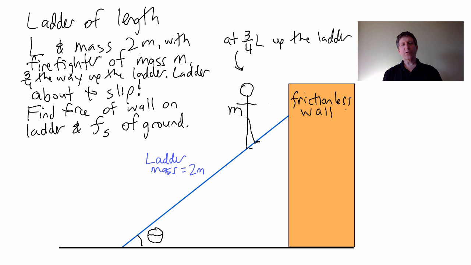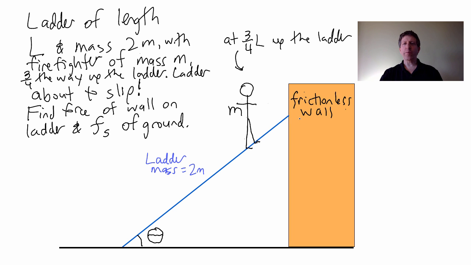All right, here's a cool problem. We've got a ladder of length L and mass 2m with a firefighter of mass m 3/4 of the way up the ladder. The ladder is about to slip. Find the force of the wall on the ladder and the force of static friction of the ground on the ladder. And we're going to say that it's a frictionless wall.